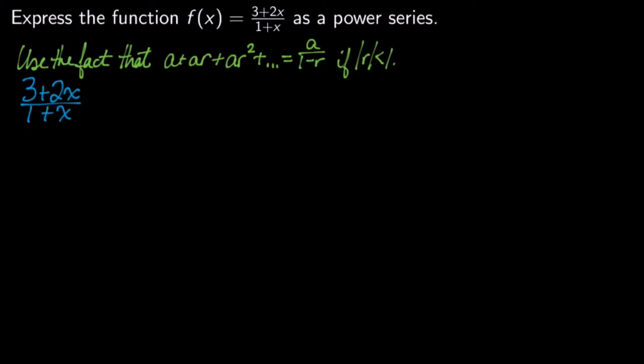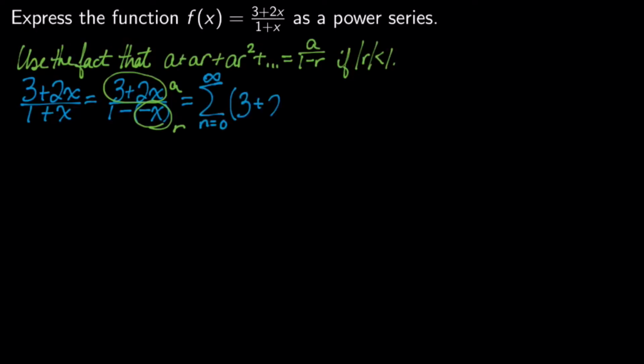But you know what? I don't care. What I'm going to do is rewrite the 1 plus x as 1 minus negative x. And that whole top complicated thing, I'm just going to say that's a. That's just all going to be a. Put a big circle around it, that's a. And my r is negative x. And that means that this is equal to the sum as n goes from 0 to infinity of a times r to the n power, just like any geometric series.